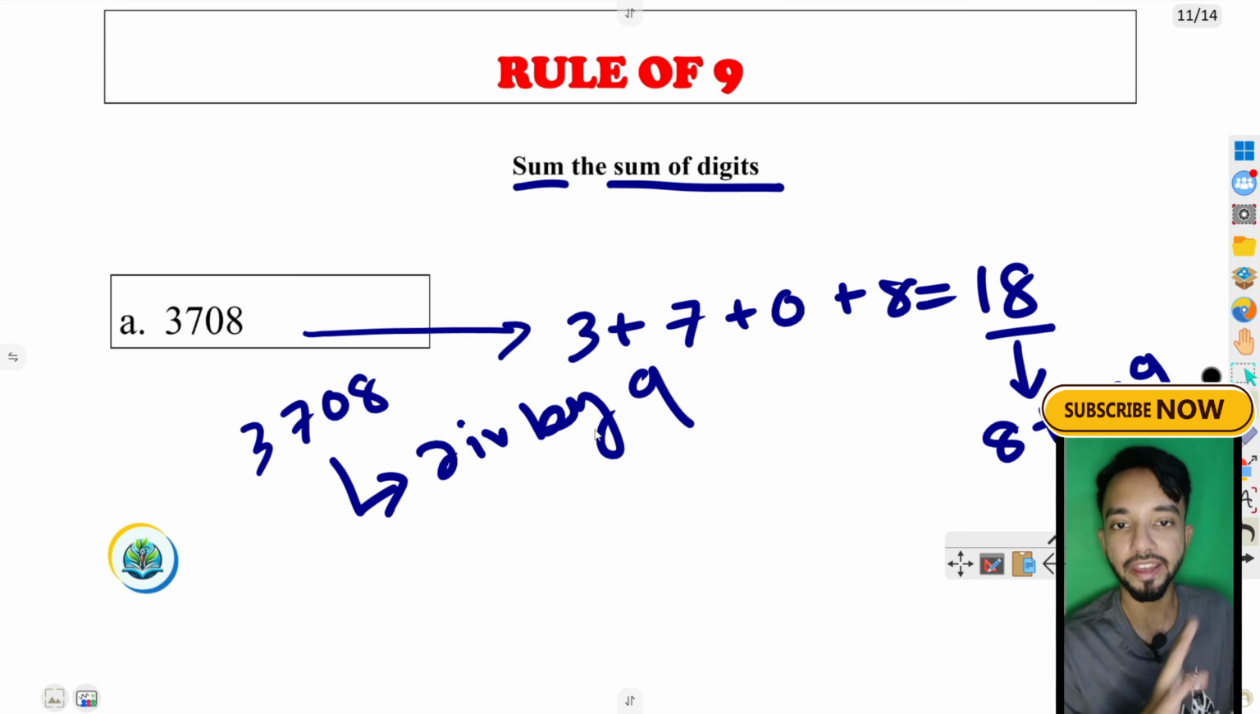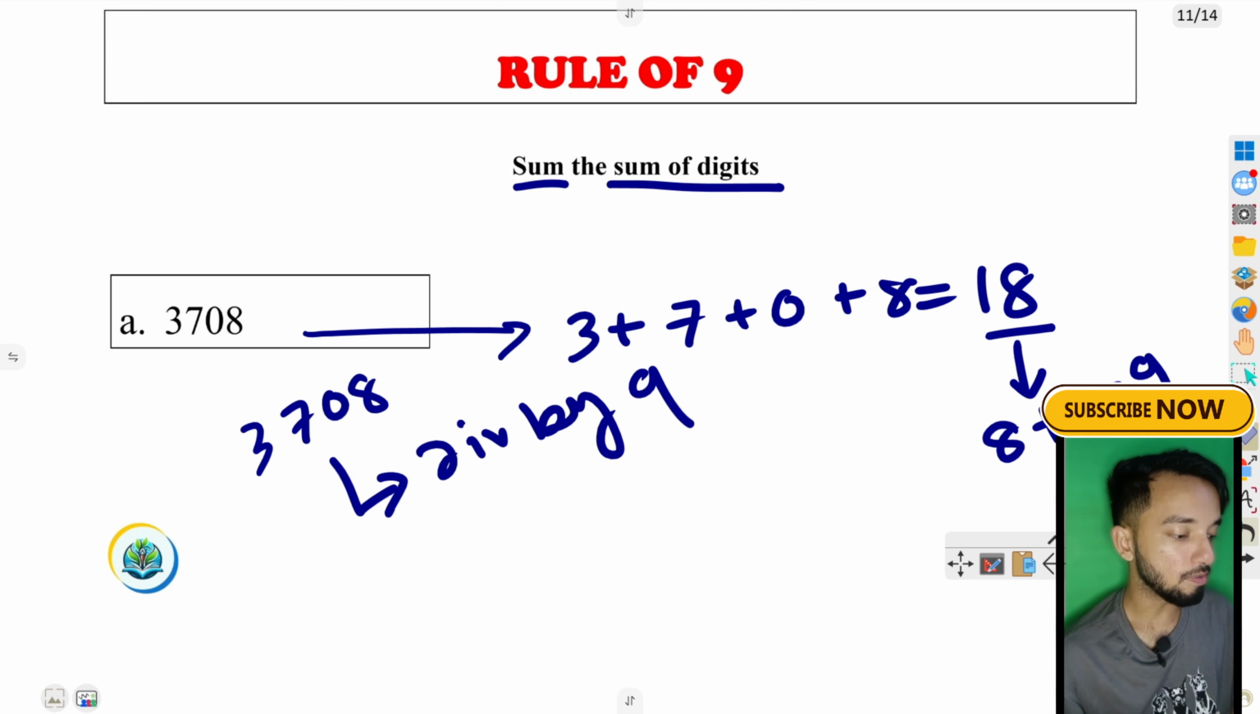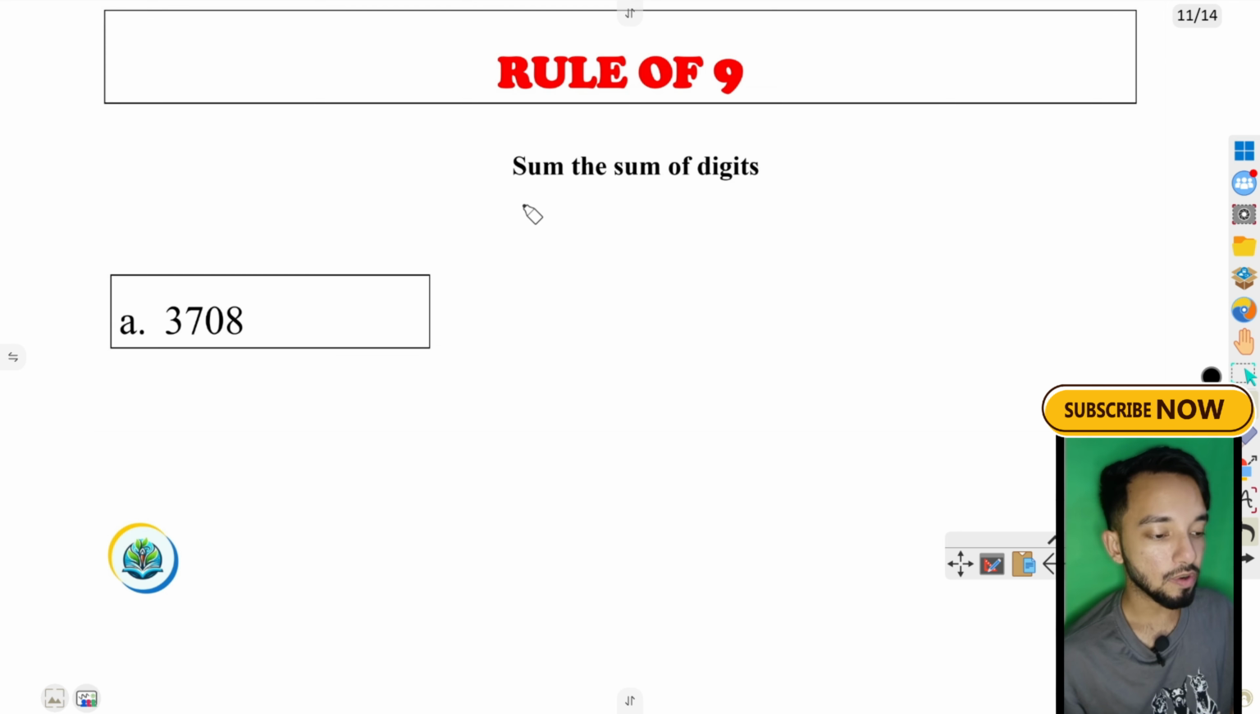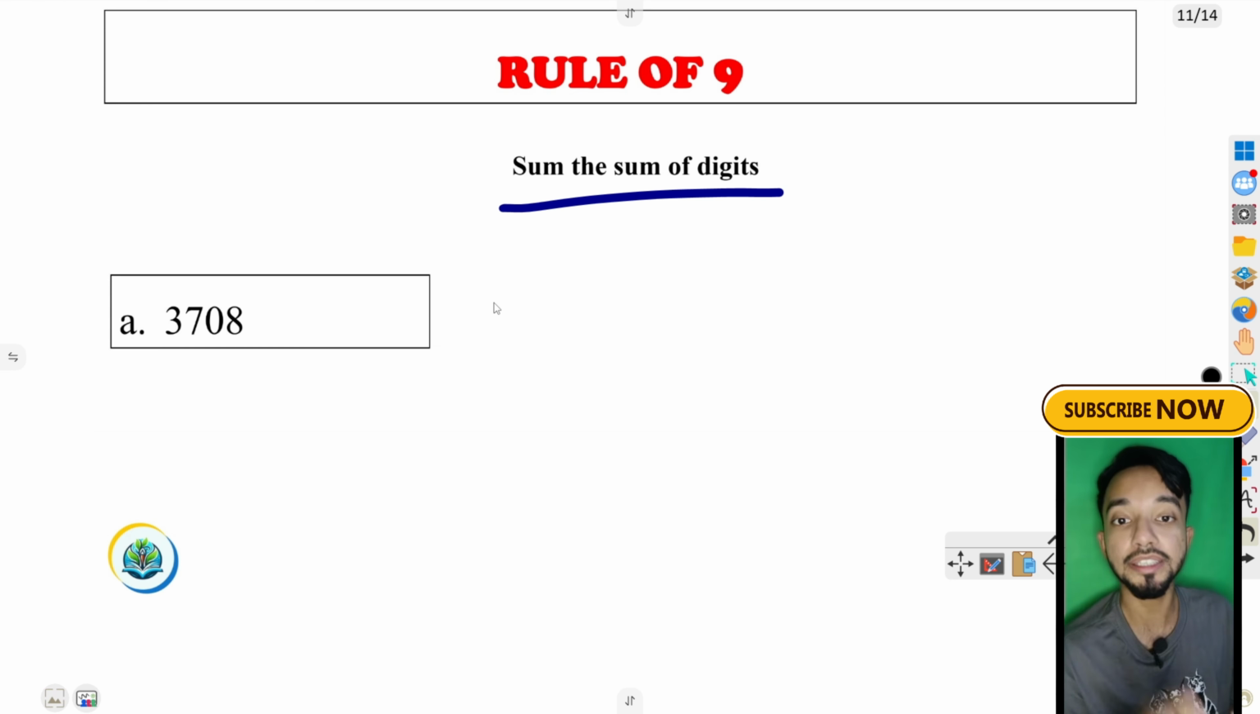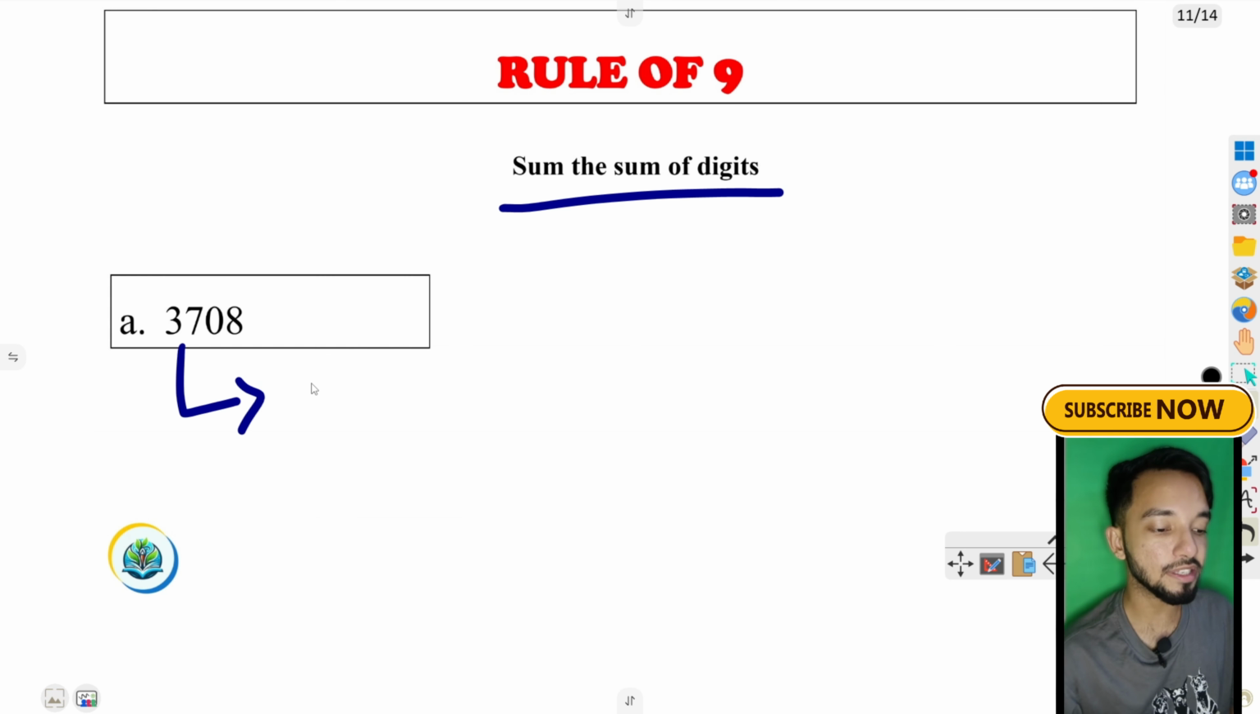Is this clear? Very simple. Let me explain it once again. What does the rule of 9 say? Sum the digits, and if the sum is divisible by 9, that means the entire number is divisible by 9. Very simple. Here we have 3708.